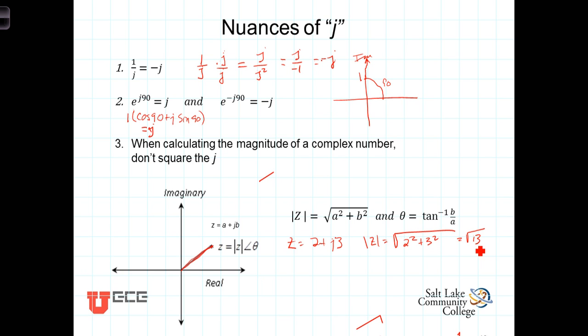Well, this is not how you do it, but just to show what would happen if we did it wrong, we would think that the magnitude of z would equal the square root of 2 squared plus j3 squared. Well, that would equal the square root of 4 plus, now j3 squared, squaring the j would give you a negative 1, squaring the 3 would give you a 9, so you'd have a minus 9. And if we were to do it this way, we would come up with the length of that thing being the square root of negative 5. Clearly, that's not what we're looking for.